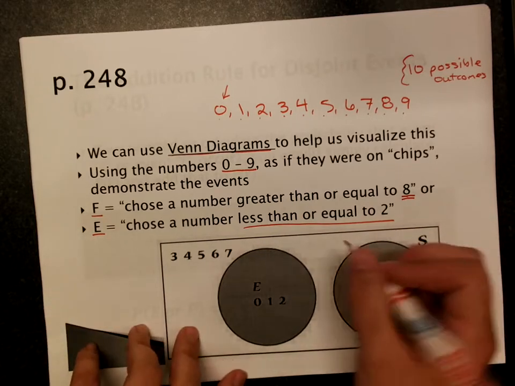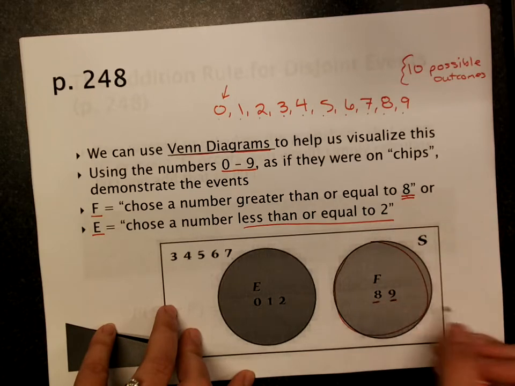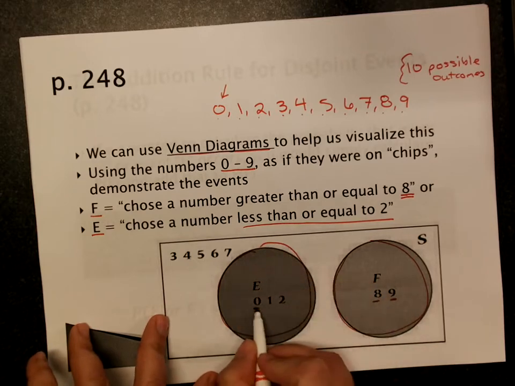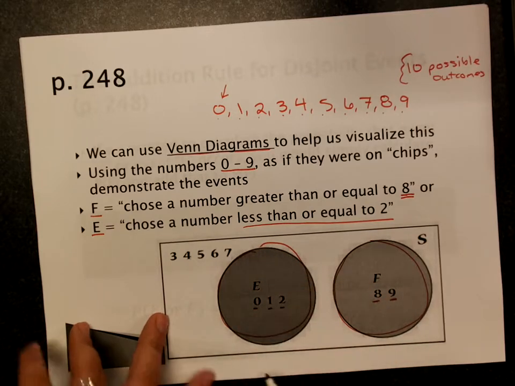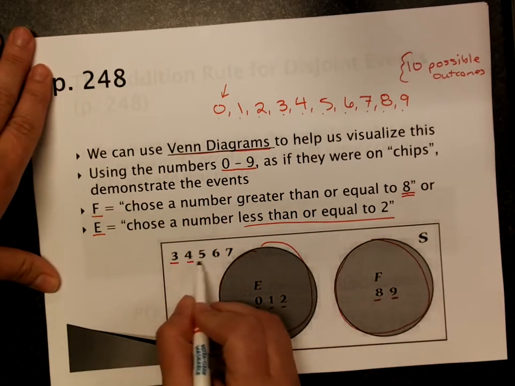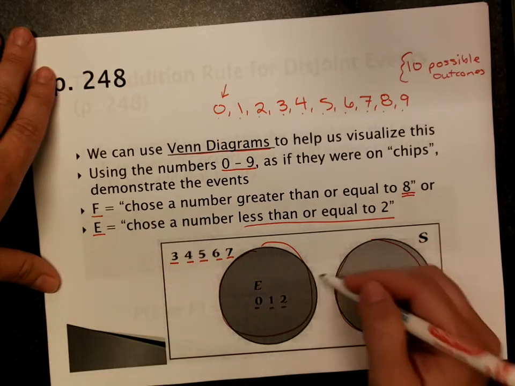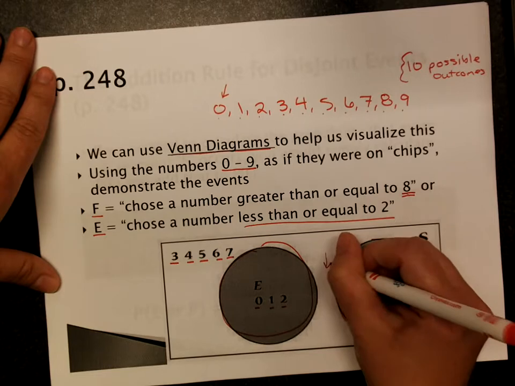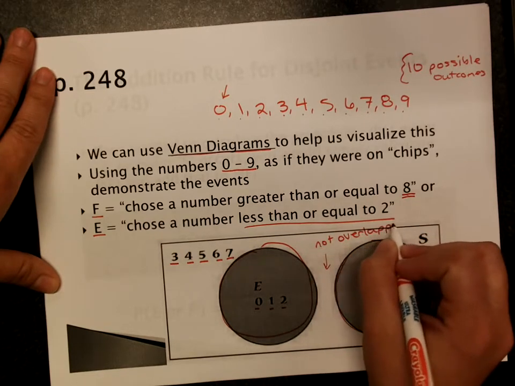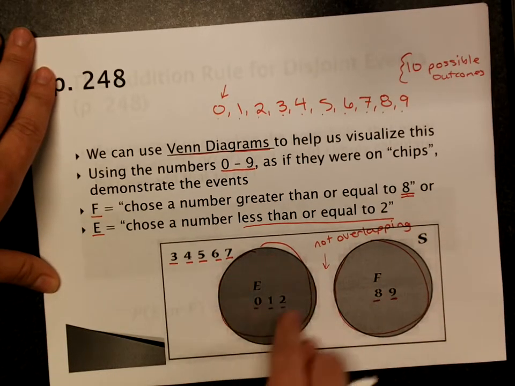So the event F only has the chips 8 and 9 in it. And the event E only has the chips 0, 1, and 2 in it. And then still in the sample, but not in the 2 events, are the numbers 3, 4, 5, 6, and 7. So they're in the bag, but they don't win a prize. And you'll notice that these are disjoint events. They're not overlapping, because event F, the outcomes in event F, do not have anything to do with the outcomes in event E.